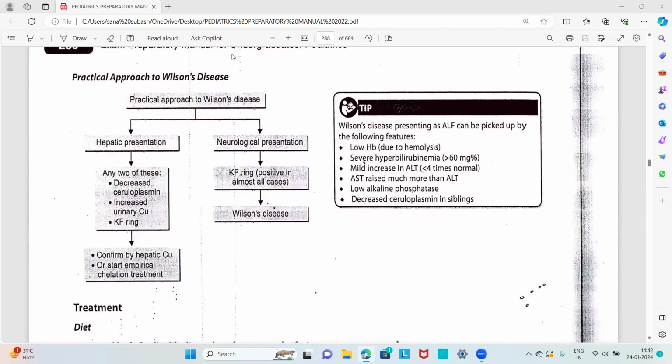Then this is the practical approach to Wilson disease. If there is any hepatic presentation, with any two of these, that is decreased ceruloplasmin, increased urinary copper, and Kayser-Fleischer ring present, it is confirmed by hepatic copper, or start empirical chelation treatment. If the patient presents with a neurological presentation in the case of Wilson disease, we have to look for the Kayser-Fleischer ring, which is positive in almost all the cases. So we have to confirm it as Wilson disease.